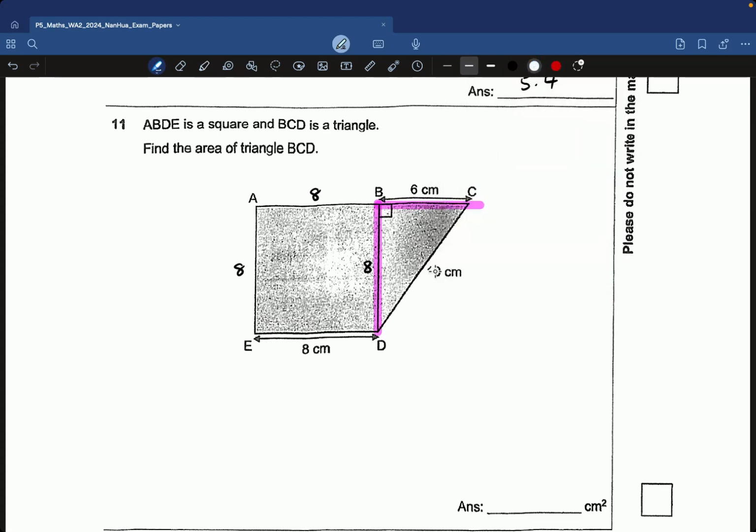So we can ignore this 10 centimeters. We don't really need this anymore. Okay, so now we just need to find the area. The area of BCD is equal to half times 8 times 6. Now we can just cancel 2 with 8. This will be 4. 4 times 6 will be 24 centimeter square. So the answer is 24 centimeter square. All right, let's move on to the next question.